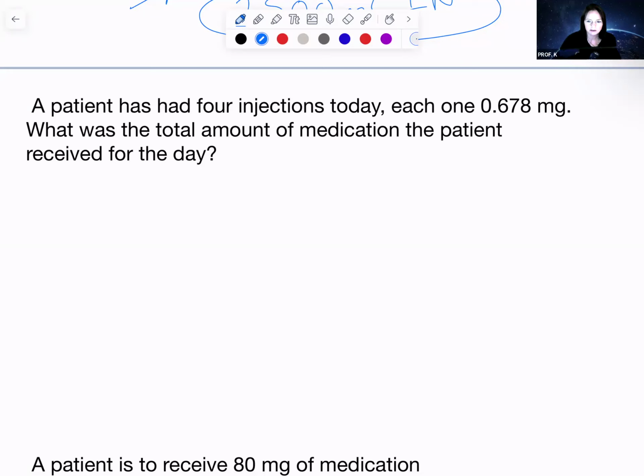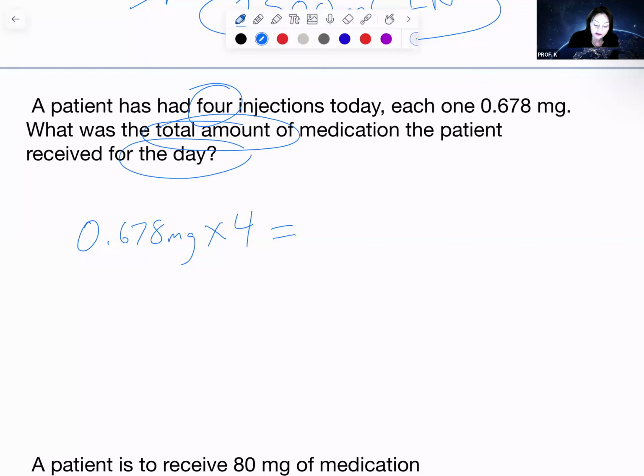How many injections? What's the total dose? You have to solve that. So yes, you're basically taking 0.678 milligrams, and the patient had 4 injections, because they want to know what was the total amount the patient received for the day. Well, the patient had 4 injections, and this is what they were getting. So you multiply 0.678 times 4 doses, and that will give you 2.712, and then the rounding rules.